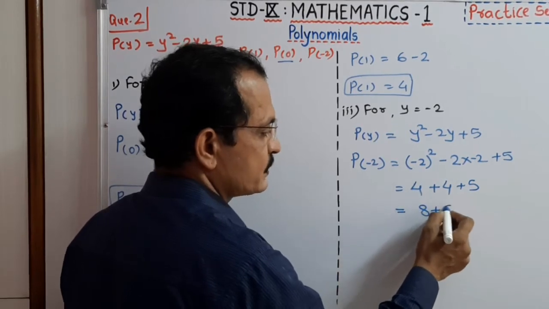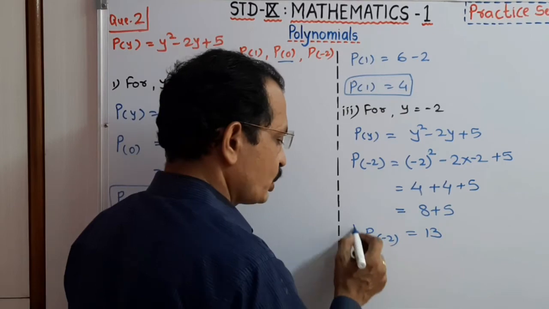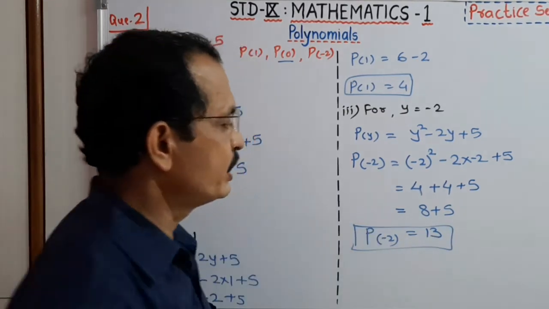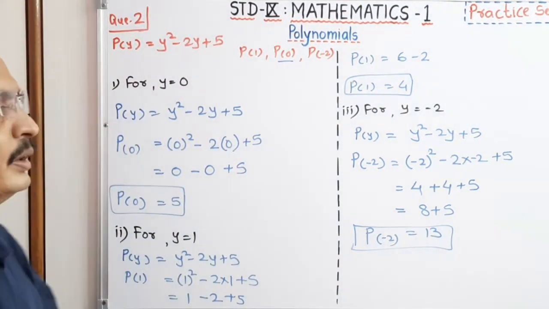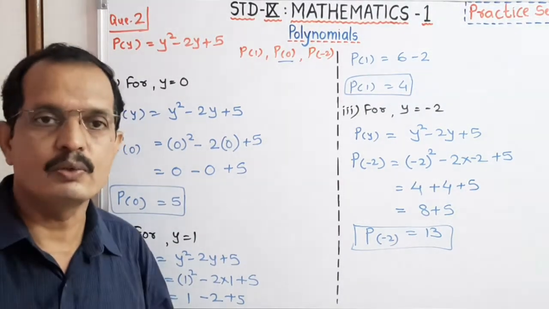8 plus 5. Dear student, it is 13. Therefore the value of this polynomial for p minus 2 is equal to 13. Very simple, very interesting. Now we have to start with the third question.